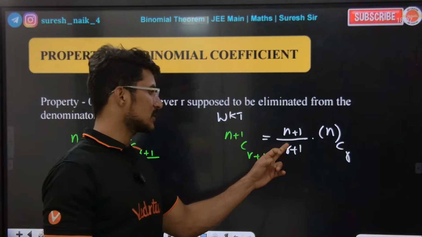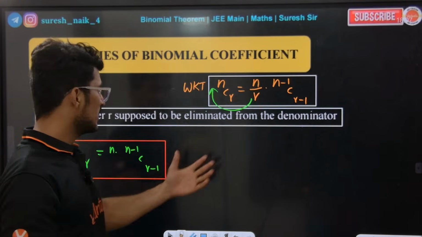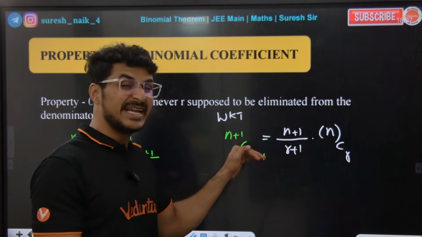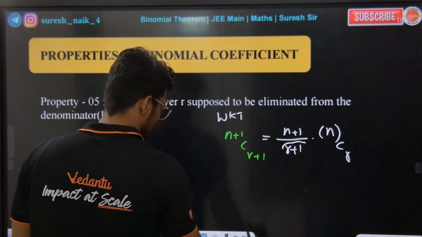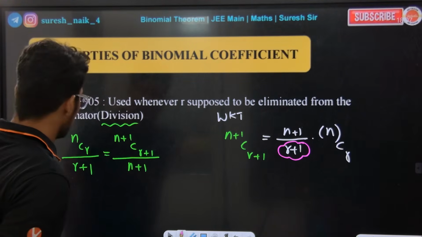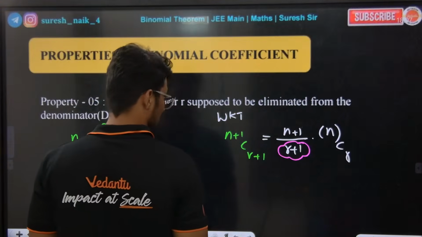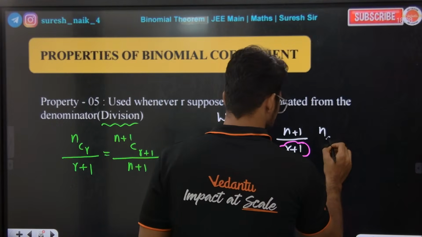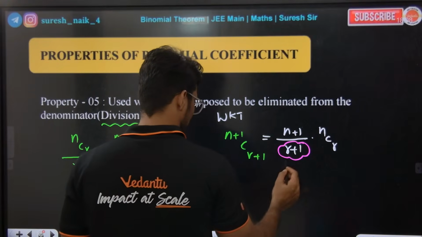nCr is equal to n by r into (n minus 1)C(r minus 1). This is the property I am writing now, and if I write this, this will come. The same logic I am writing in terms of n plus 1. What I want here is to eliminate this r plus 1, which should not be in the denominator. To do that you need a simple logic. Look at the term here: nCr, right? I have nCr into... Okay? Now look at nCr by r plus 1.